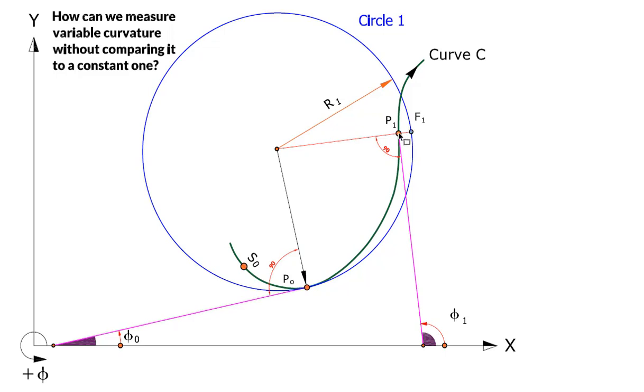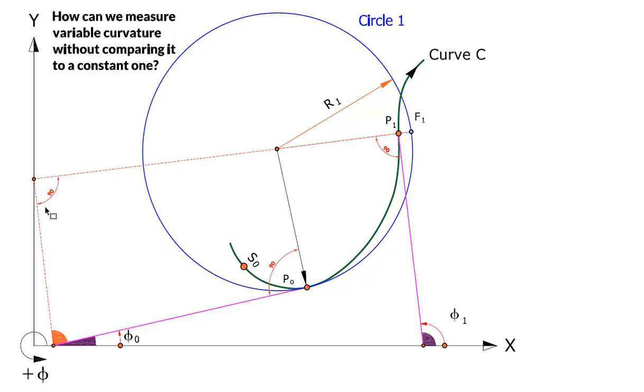Now the problem is we have a point on the curve C, P1, and we have a point at the circle C1, which is F1, and these 2 points are not close to each other. So now let's find this central angle here. We draw a parallel to this tangent line, and we extend this line here.